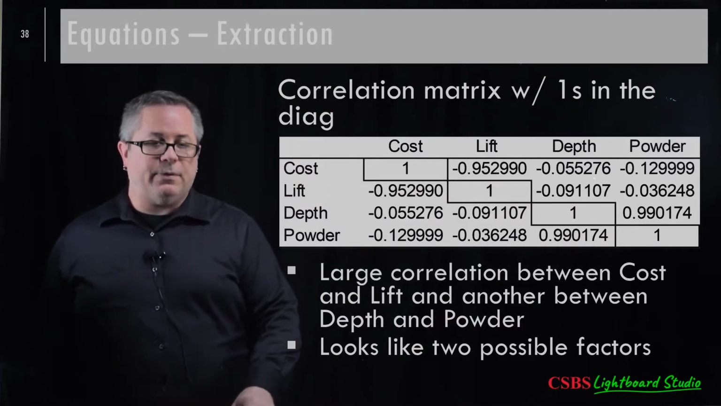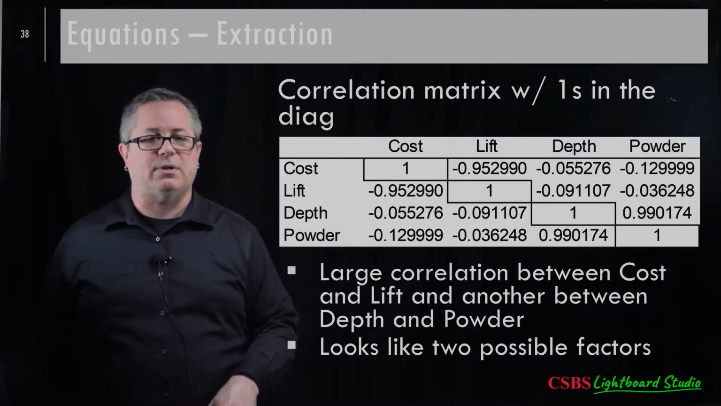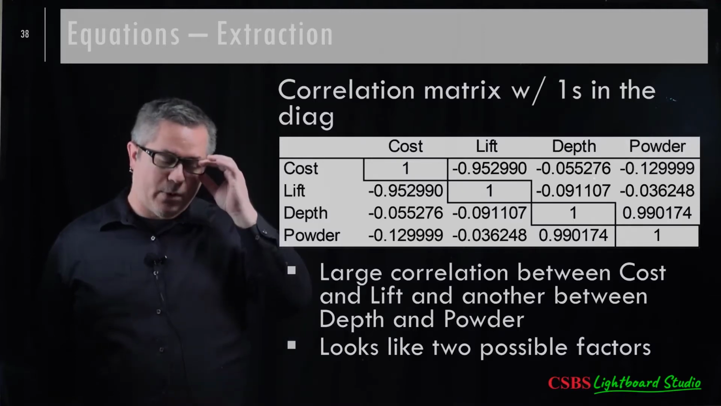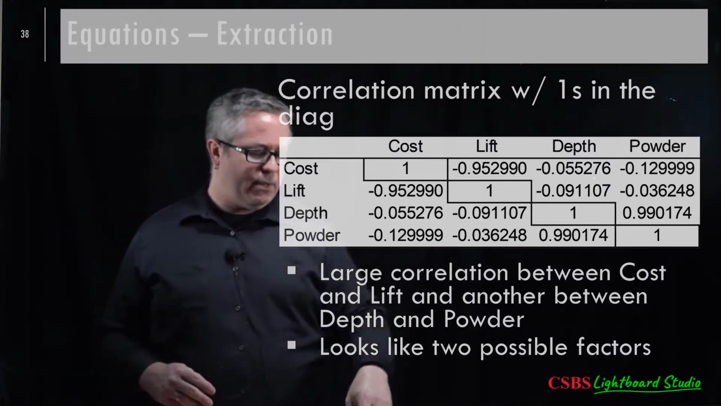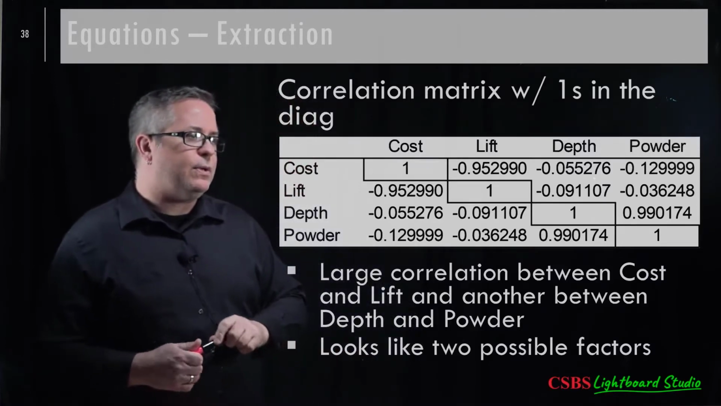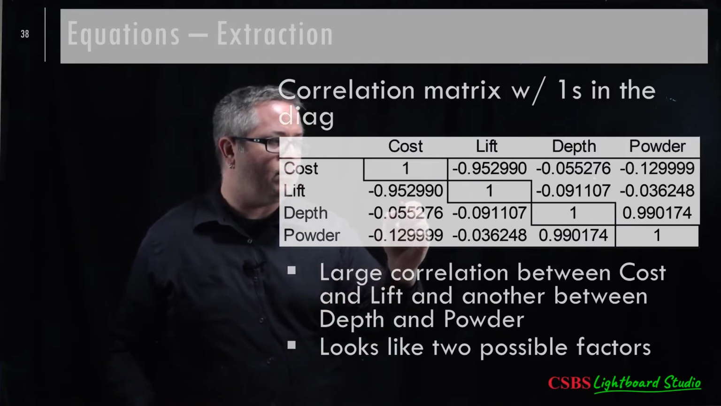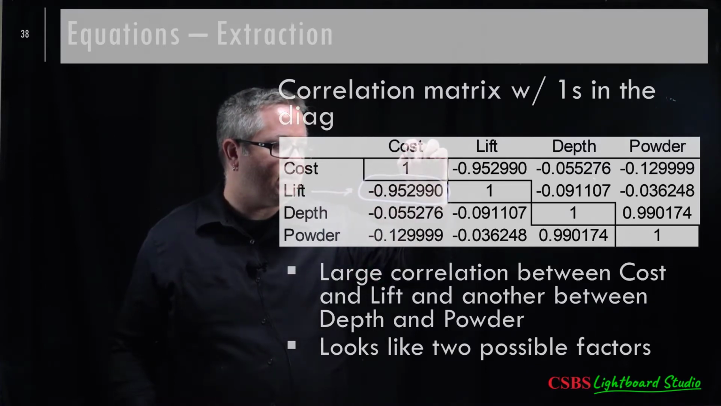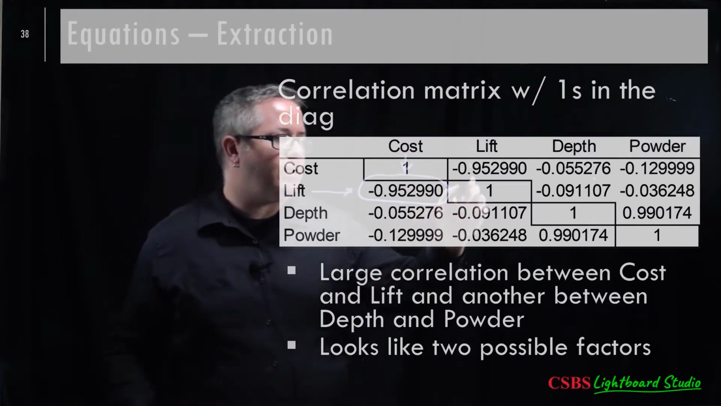And remember, factor analysis is trying to reduce data down so that patterns of correlations and things can be identified. With this particular data set, the patterns are actually fairly straightforward. If you look at the correlation matrix, most of the correlations are really small, except for 2. There's one correlation between cost and lift, right? So cost and lift has a strong correlation, and that correlation gets repeated here.